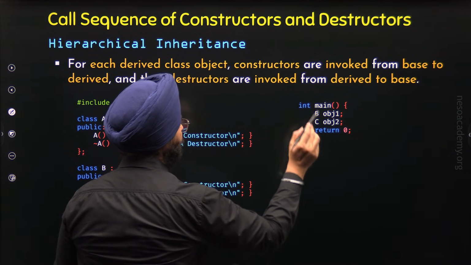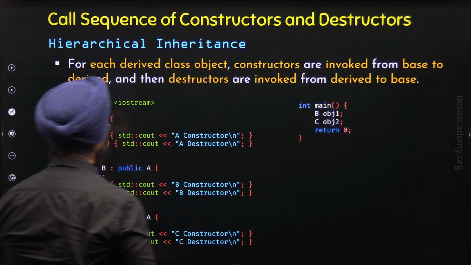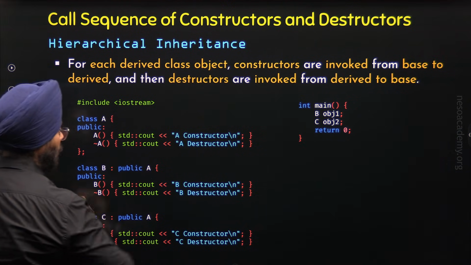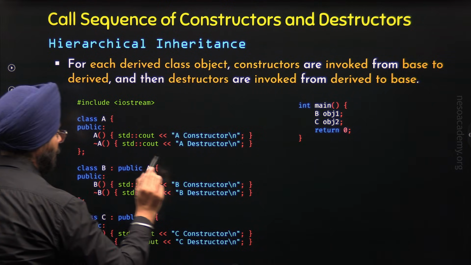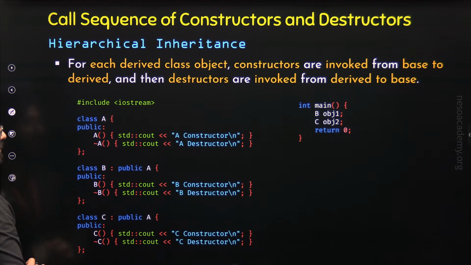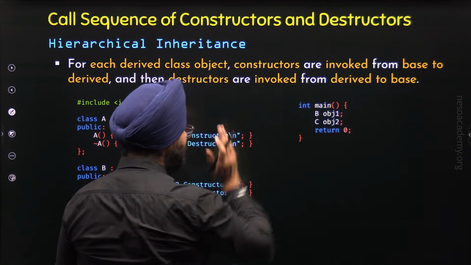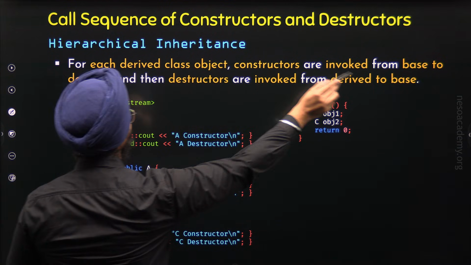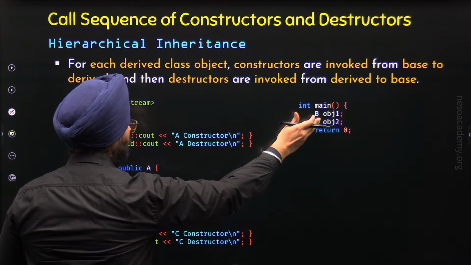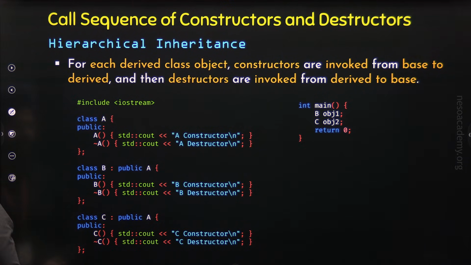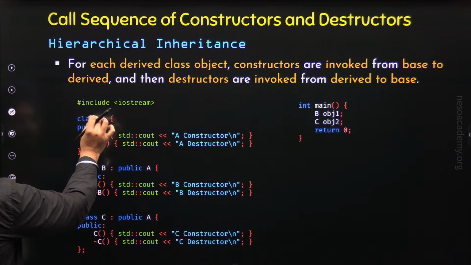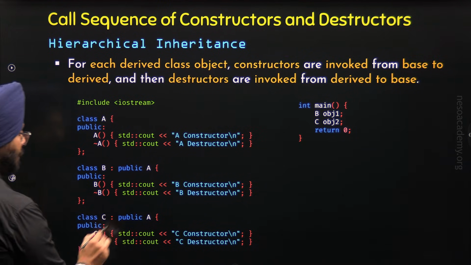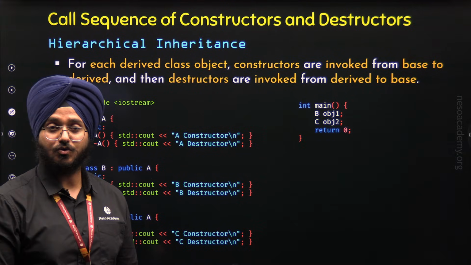Inside the main function, we have the object of class B. And we know class B is inheriting from class A. Therefore, the constructor of class A will be called first, and then the constructor of class B will be called. Now, what happens in case of the object of class C? We know this already. For each derived class object, constructors are invoked from base to derived. For this object also, we will follow the same sequence. Here we know that class C is inheriting from class A. Therefore, the constructor of class A will be called first, and then the constructor of class C will be called. I hope this is clear to you.